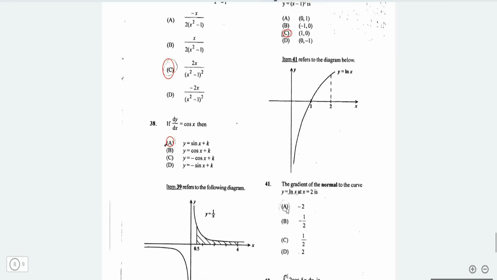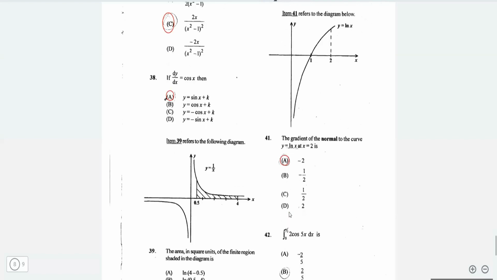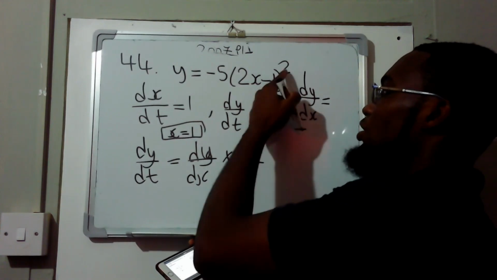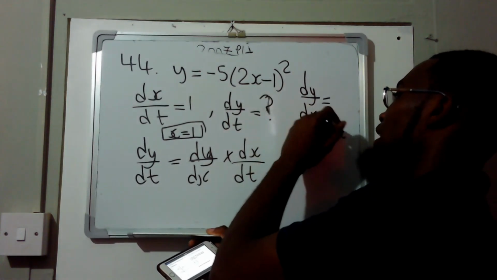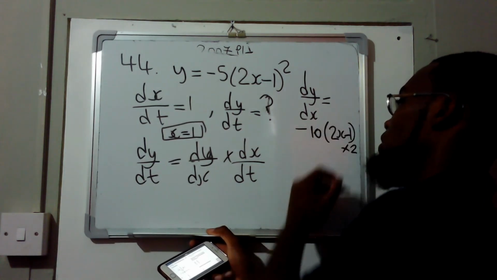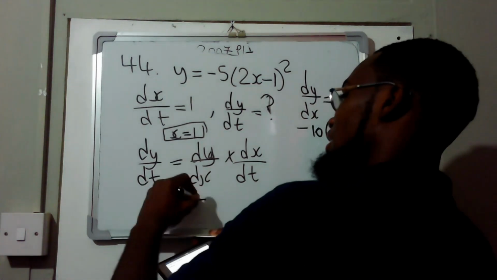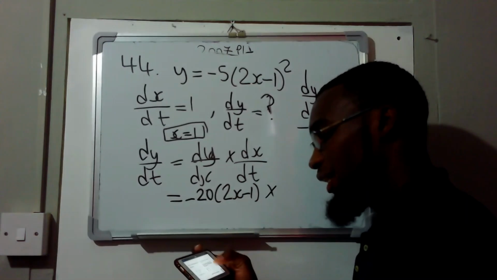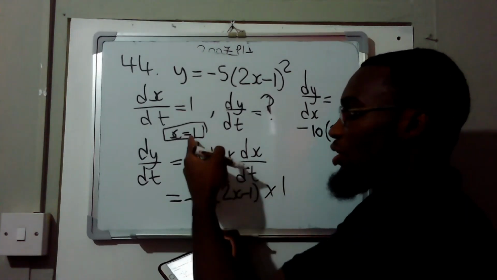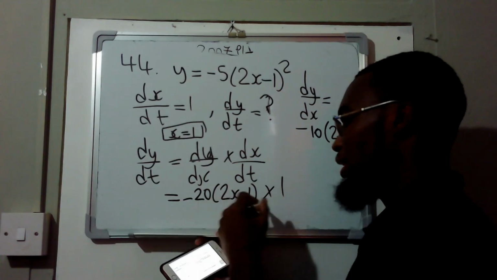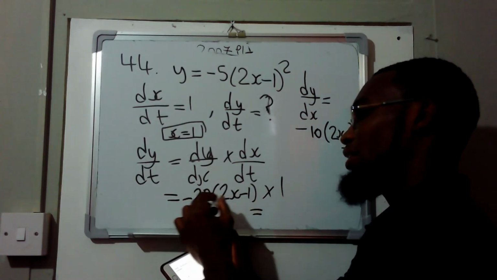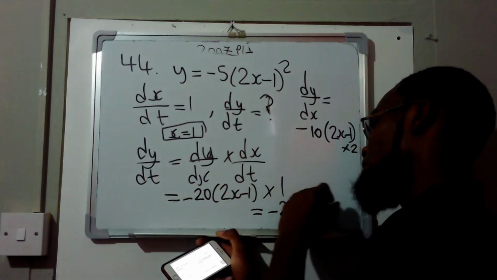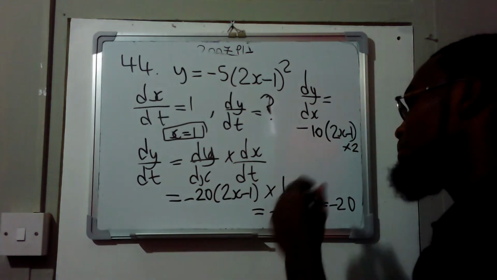So now, what is dy by dx? From here, if I differentiate this, I carry down the power, that would be minus 2 times 5 is negative 10 times 2x minus 1 times 2. So dy by dx is negative 20 times 2x minus 1, multiplied by dx by dt, which is 1. But this is occurring when x is 1, so plug x as 1 here. I'm getting negative 20. 2 times 1 is 2, minus 1 is 1. That's negative 20 times 1, which is negative 20. It's option B.